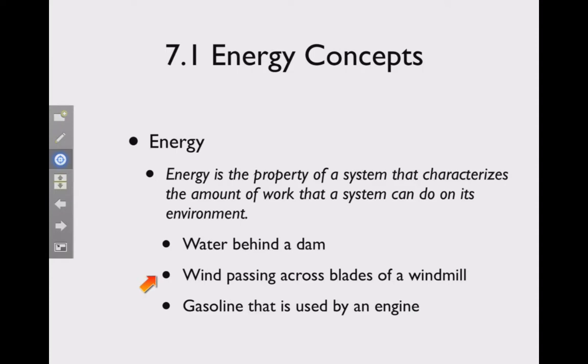Another example is wind energy, the velocity of the wind passing across the blades of a windmill, which turn basically another turbine. A windmill is just a turbine that is responsive to the wind, and as the wind imparts energy to the vanes of the turbine, we can extract energy from that. And then finally, another example is gasoline that's put into an engine. We can burn that chemical energy from the gasoline and turn it into mechanical energy, as we do in our vehicles.